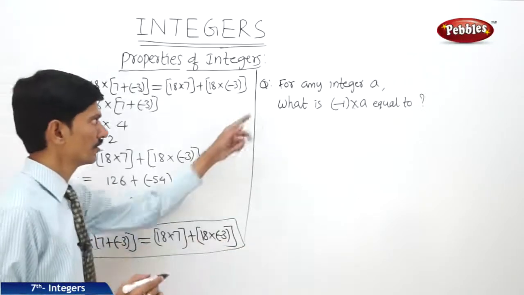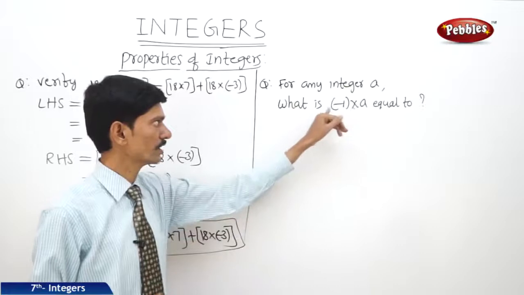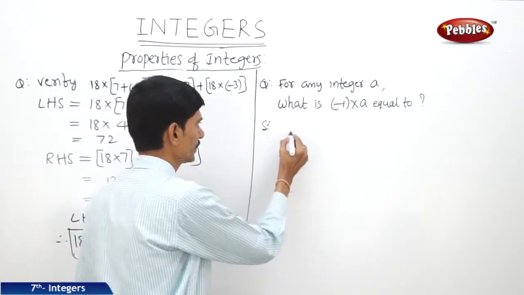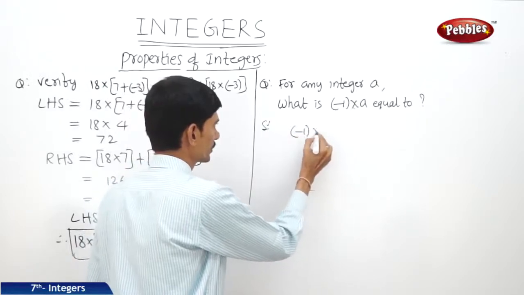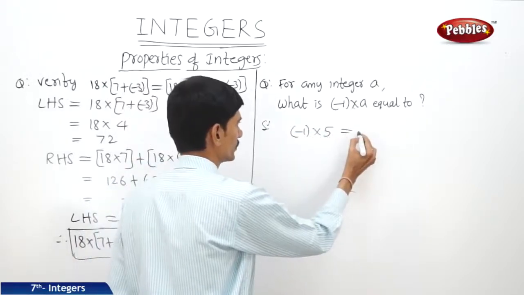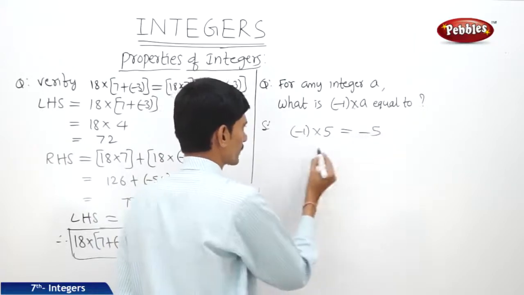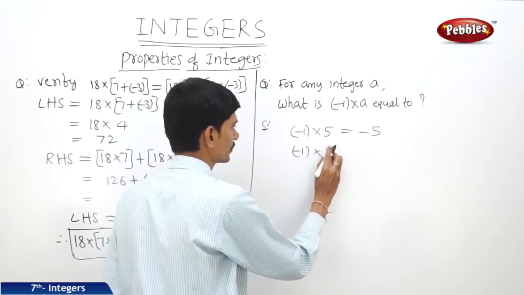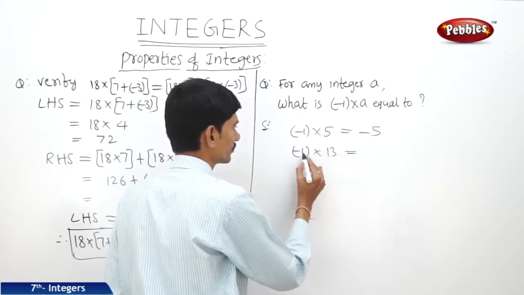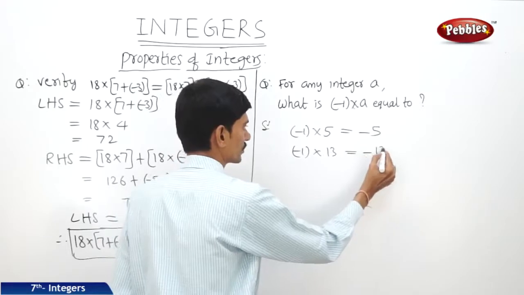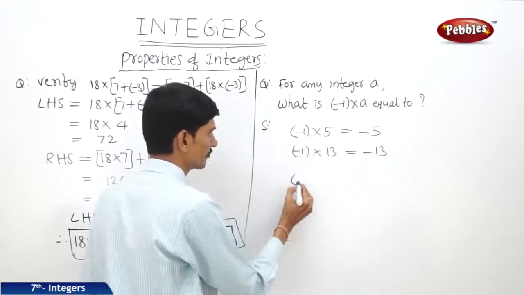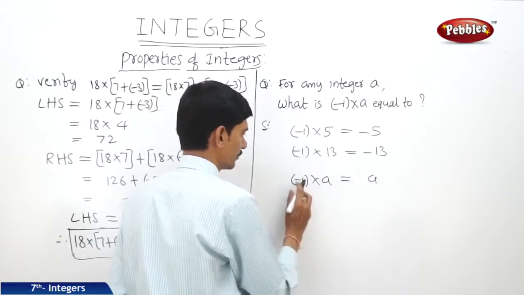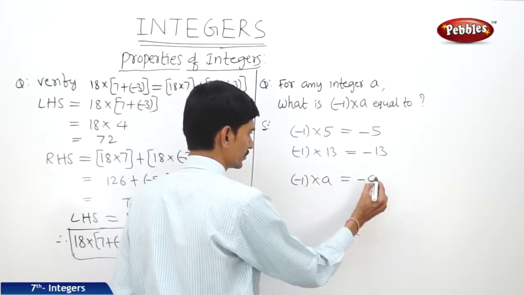Now the next question: for any integer a, what is minus 1 into a equal to? For example, if you multiply any integer by minus 1, so minus 1 into 5 equals minus 1 5s, that is minus 5, and minus 1 into 13 equals minus 1 13s, that is minus 13. So if you multiply minus 1 into a, minus into plus is minus, so this is minus a.